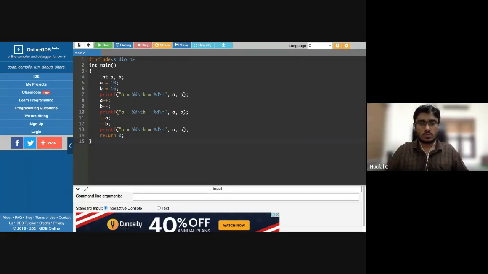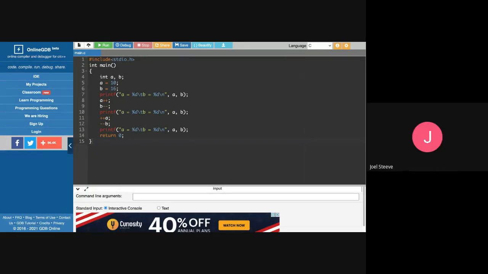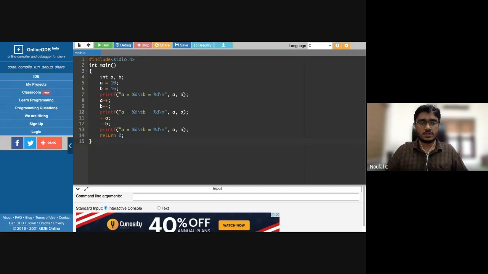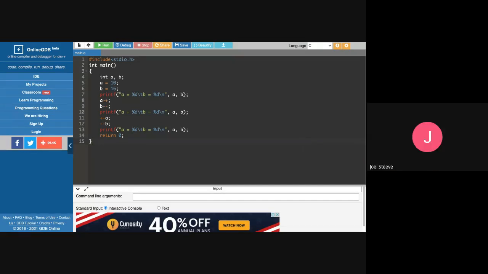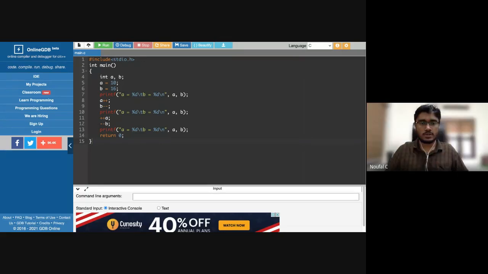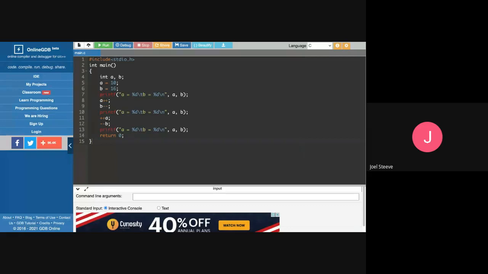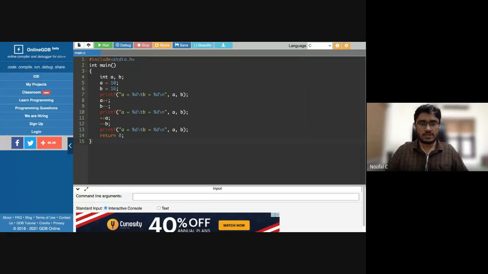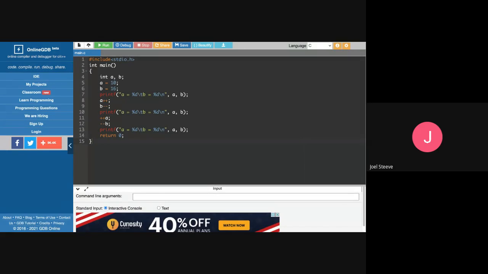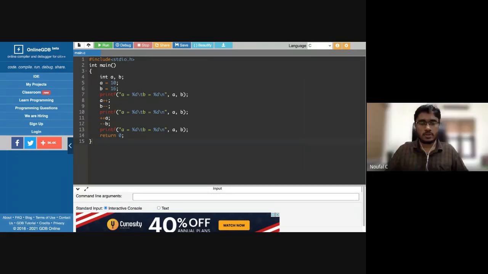No. Did you see the program at line number 7? Can you locate the printf statement at line number 7? Can you see that? Yes, sir. What is written there? Printf, right? Yes, sir. A 10, B 16. Yeah, it will be printing a equal to 10 and b equal to 16.